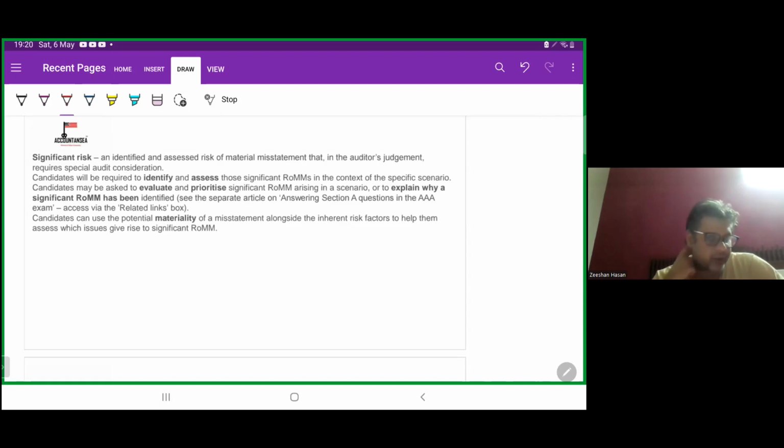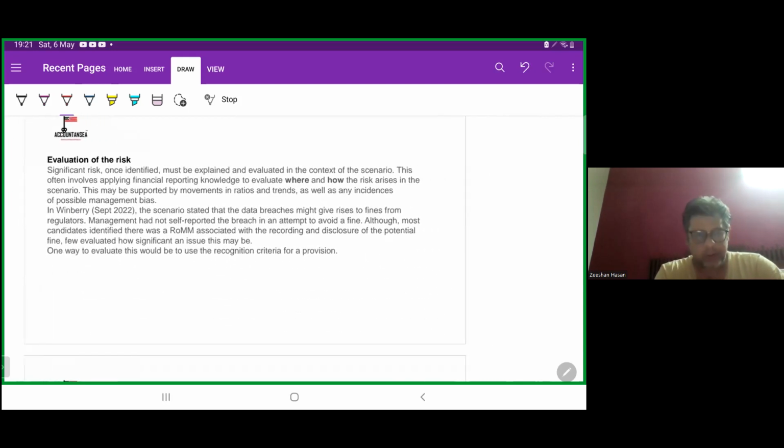Okay, and candidates can use the potential materiality of a misstatement alongside the inherent risk factors to help them assess which issues give rise to significant risk of material misstatement. So how to evaluate the risk? A significant risk, once identified, must be explained and evaluated in the context of the scenario. This often involves applying financial reporting knowledge to evaluate where and how the risk arises in the scenario. This may be supported by the movement in ratios and trends and incidences of possible management bias.